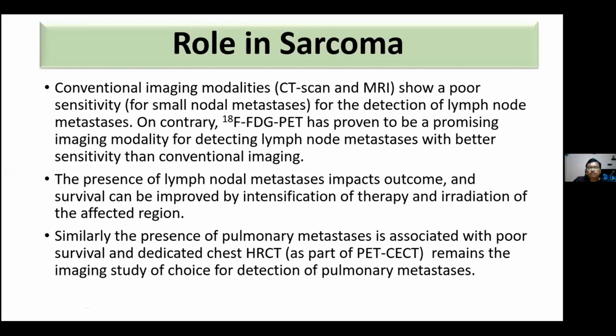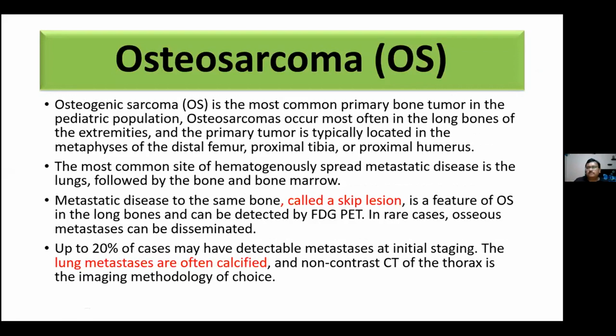Now, the most common sarcoma, osteosarcoma, is the most common primary bone tumor in the pediatric population. It occurs in the long bones of the extremities. The primary tumor is typically located in the metaphysis of the distal femur, proximal tibia or proximal humerus. The most common site of hematogenous spread in OS is the lung, followed by bone and bone marrow.